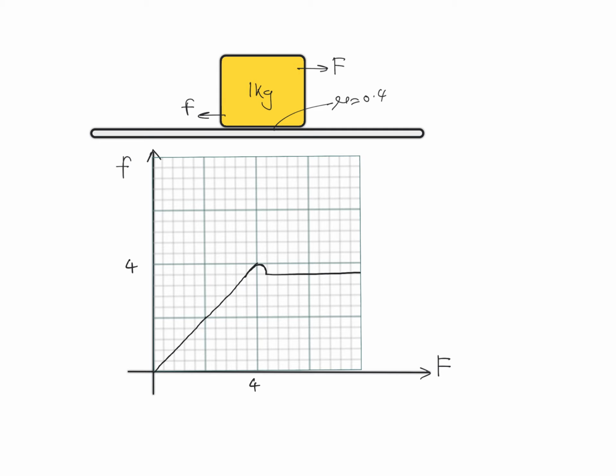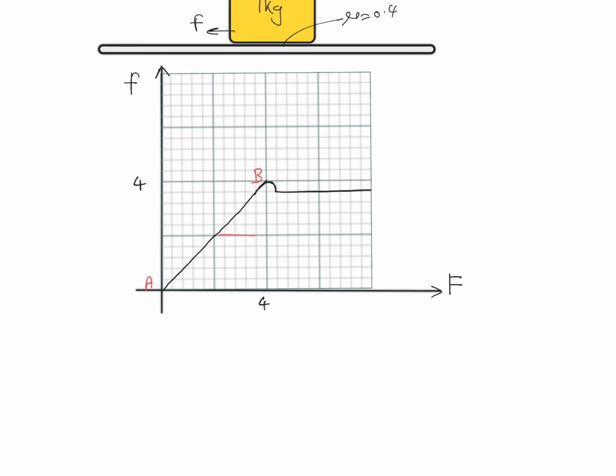So we can mark some points, like from point A to point B over here. We can say that the object is at rest. So the frictional force acting on the object when it is at rest is known as static friction. And this one, point B, is representing the maximum possible value of friction, which is known as limiting friction. And the frictional force acting on the object when the object is moving is known as kinetic friction.